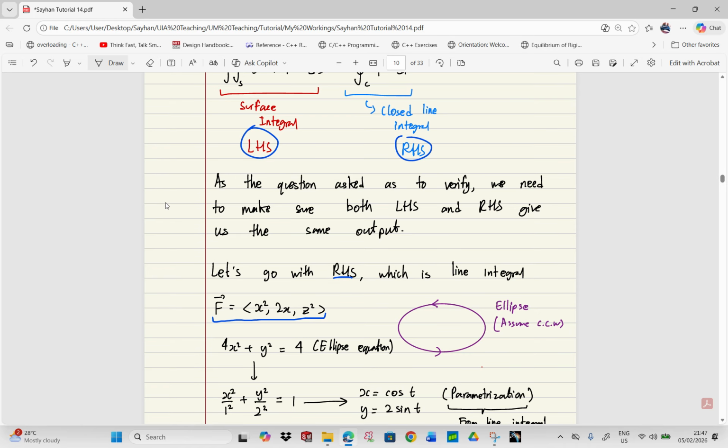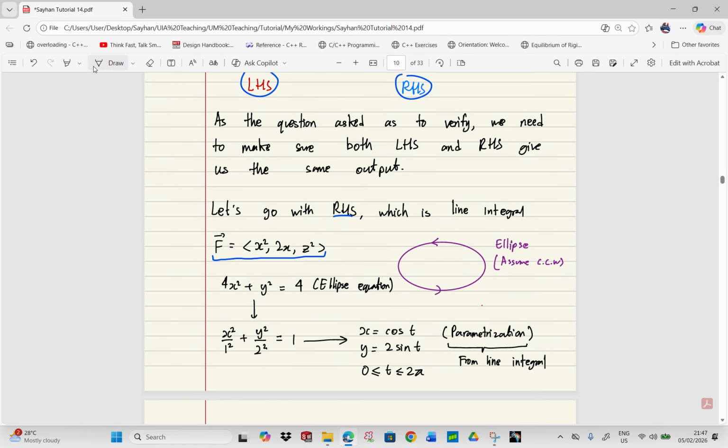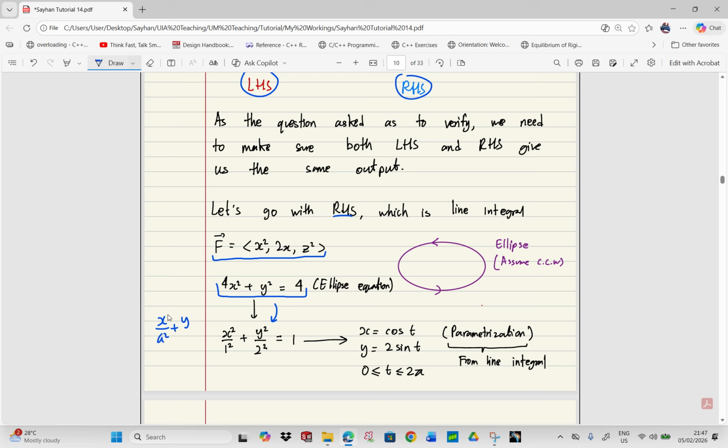For the ellipse, this is the equation they've given to us already, which is 4x squared plus y squared equals 4. But we simplified it to the form x squared over a squared plus y squared over b squared equals 1. I divide by 4, so that's why it becomes x squared over 1 plus y squared over 4. So 4 I expressed as 2 squared, and 1 is just 1 squared, no problem.